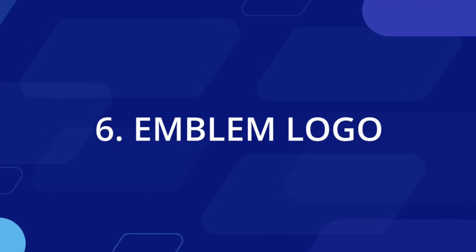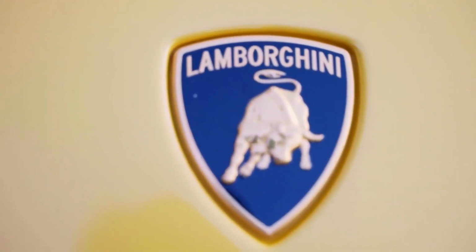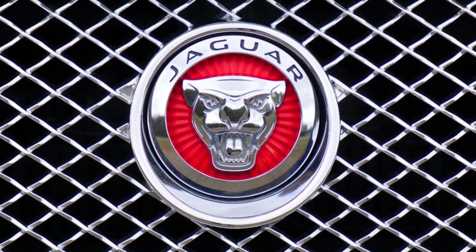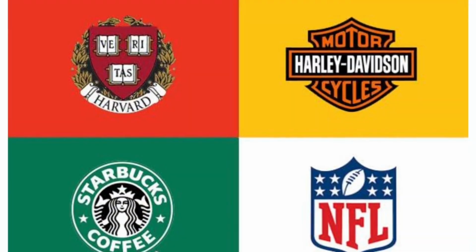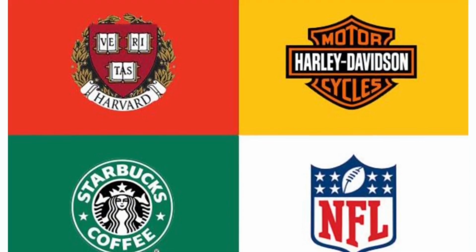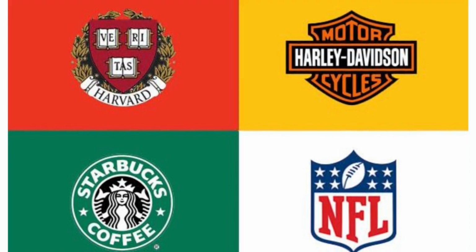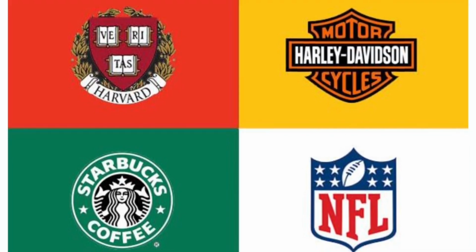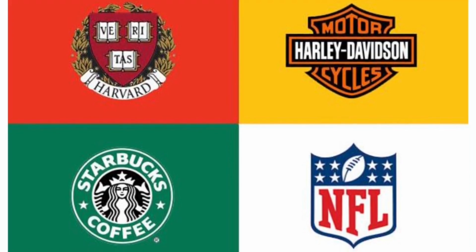6. Emblem logo. An emblem logo is a logo that has both words and pictures together, usually inside a shape like a circle or shield. It combines text and images into a single design. It's like a badge or seal. The Starbucks logo has the name Starbucks and a picture of a siren all inside a circle. It's like a symbol you'd see on a school crest or a sports team's logo.